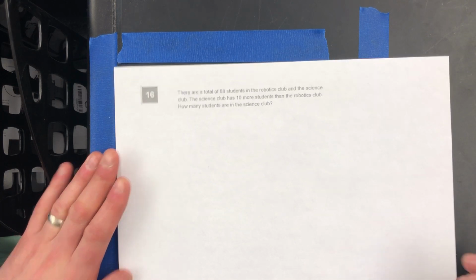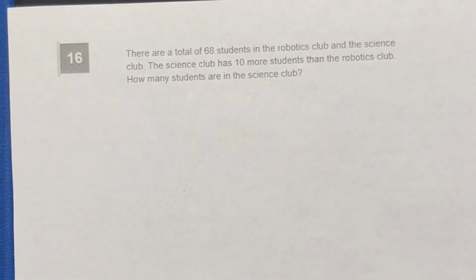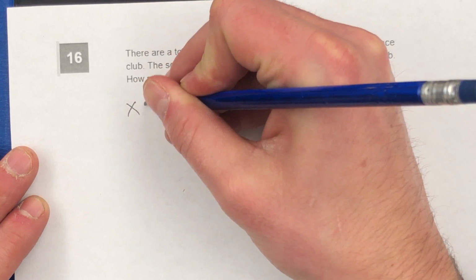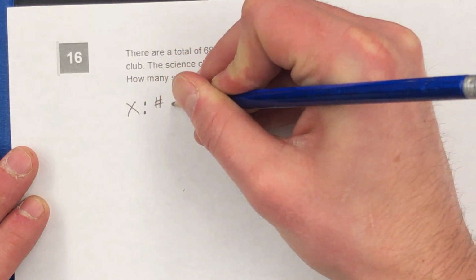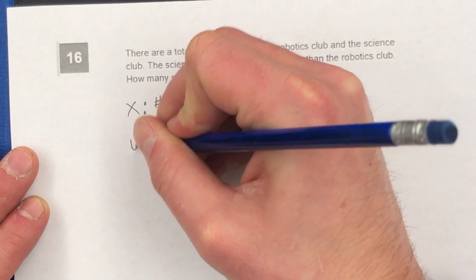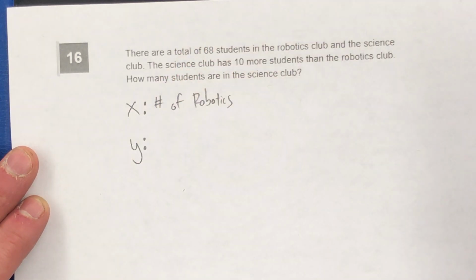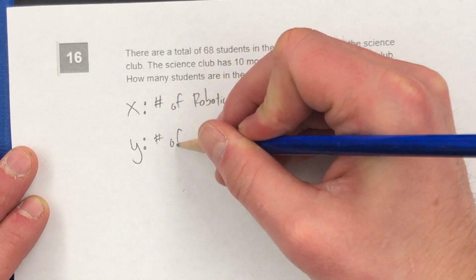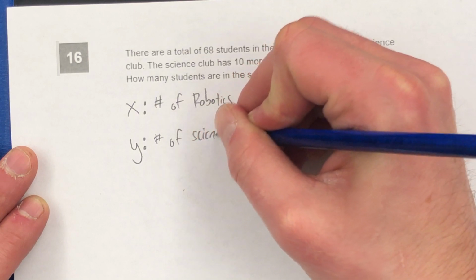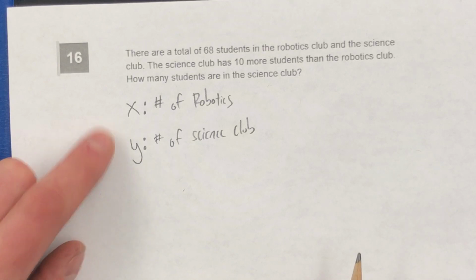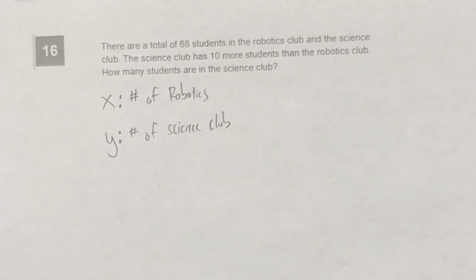Let's let x be the number of robotics students, the number of robotics, and y, let's let this stand for the number of science club. Now I can use these variables to set up a system of equations and then answer the question.